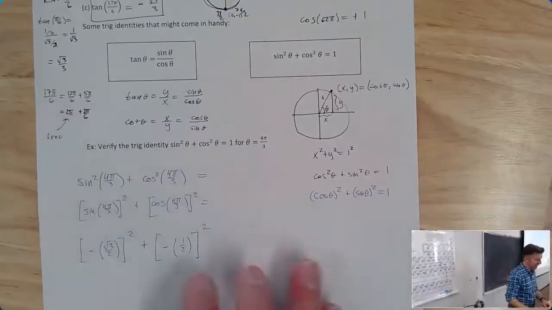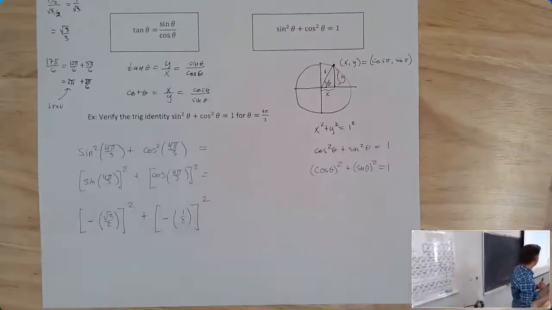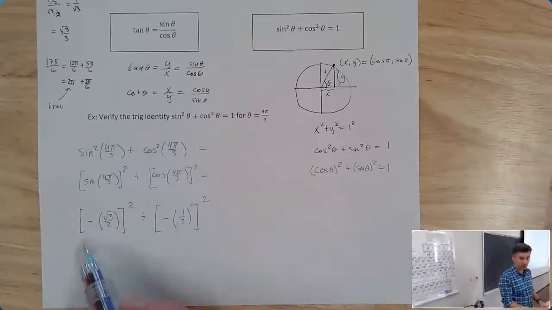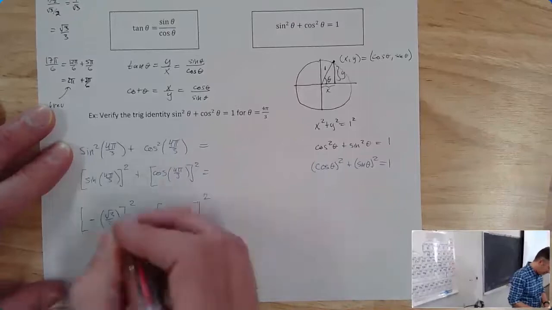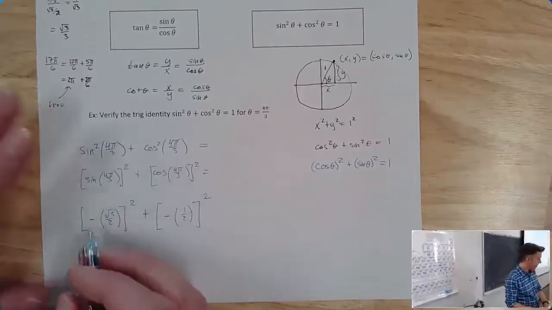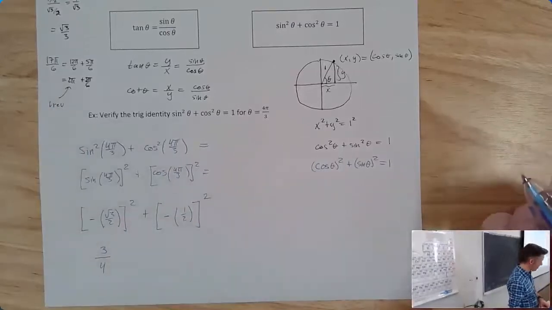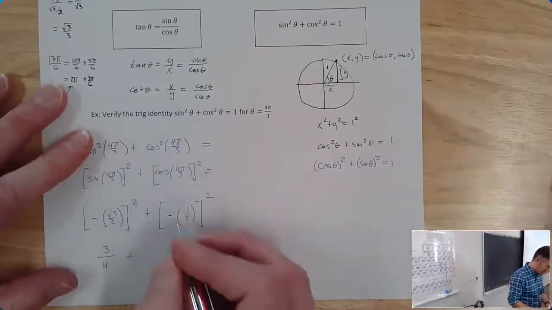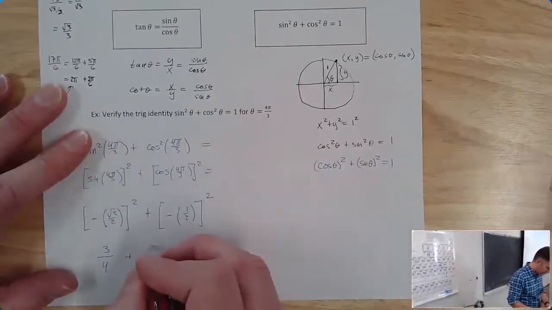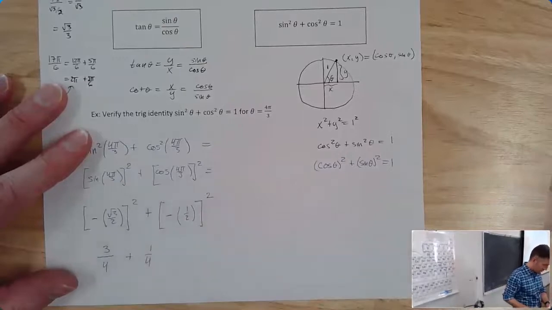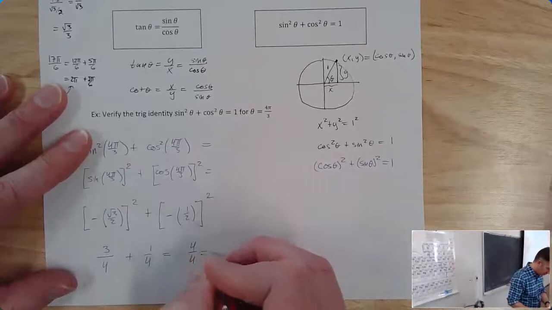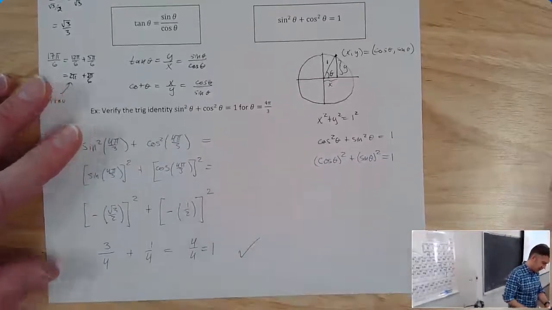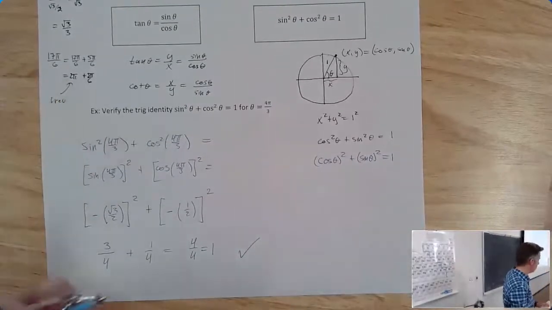Now, it doesn't really matter that they're negative in this particular problem because they're both going to get squared anyway. Negative root 3 over 2 squared is going to be, let's see, the square root of 3 squared is 3, and 2 squared is 4. And the negative thing times the negative thing is a positive thing. Similarly, negative 1/2 squared is going to be a positive 1/4. And 3/4 plus 1/4 is 4/4, which is equal to 1. Check. We showed it. We did the thing.